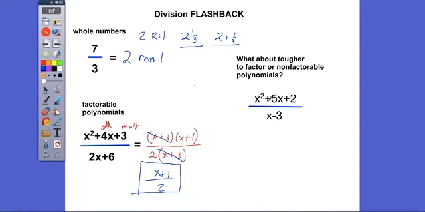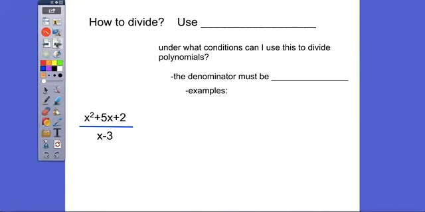But what about tougher to factor or non-factorable polynomials? This trinomial up here is non-factorable. This binomial down here is already completely factored. It's non-factorable. Both of these are prime polynomials. So there's got to be something we can do to divide prime polynomials. And there is. So how do we divide prime polynomials? We use what's called synthetic division. There is something called long division that exists as well, but this lesson we're going to focus on synthetic division.